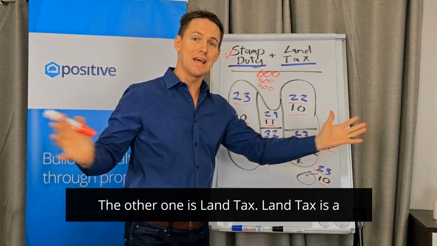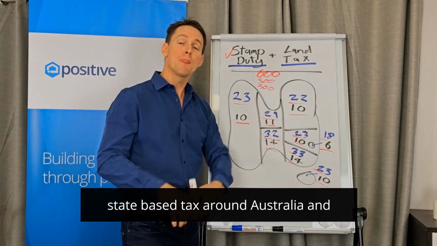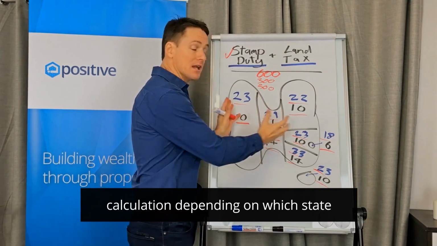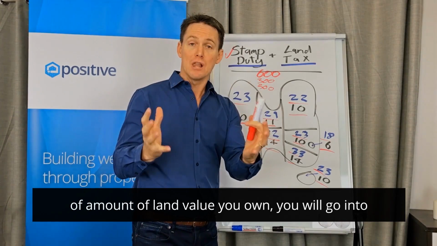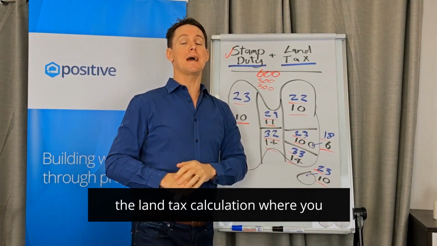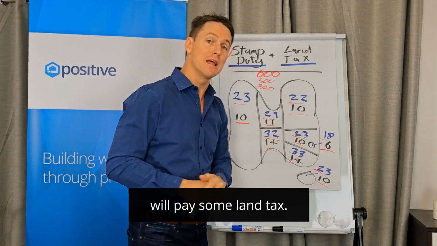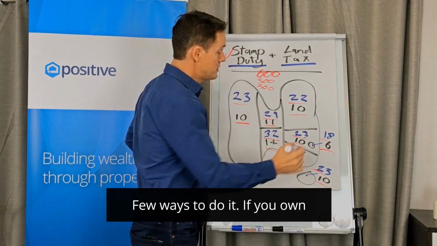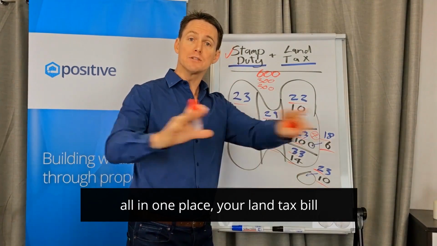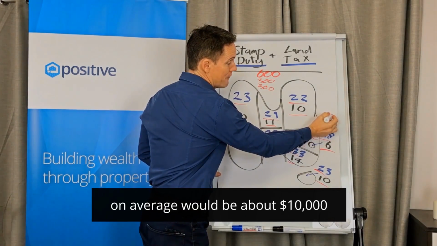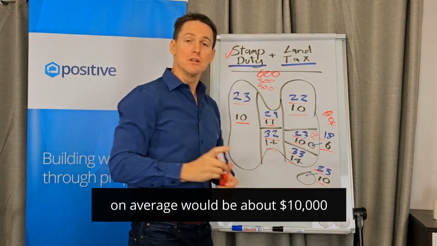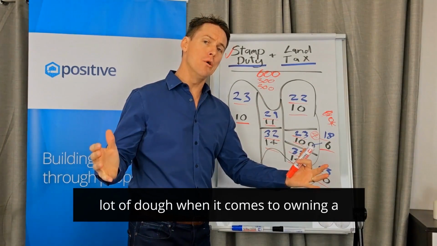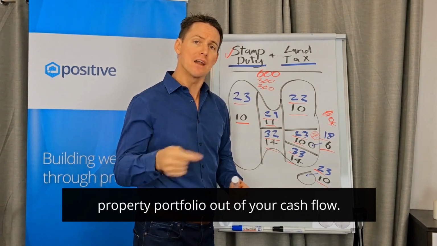The other one is land tax. Land tax is a state-based tax around Australia, and when you go over a certain threshold of land value, depending on the state, you go into the land tax calculation where you will pay some land tax. How do we minimise that, or how do we pay no land tax? There are a few ways to do it. If you owned, let's say, 4 properties all in one place in New South Wales, your land tax bill on average would be about $10,000 as a property investor. Ten grand out of your cash flow is a lot of dough when it comes to owning a property portfolio.